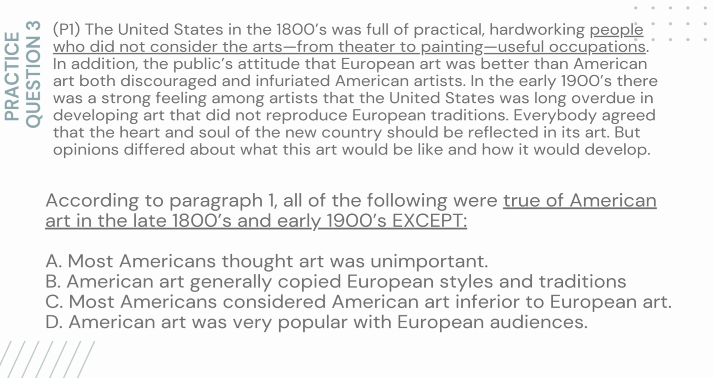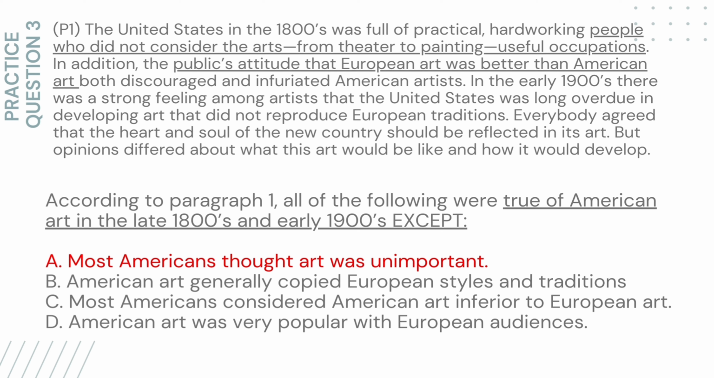Now, step number 3, we're looking for those true statements about American art so that we can eliminate them in step number 4. The first thing that we read is that the United States was full of people who did not consider the arts, from theater to painting, useful occupations. Okay, so that helps us eliminate choice A. Most Americans thought art was unimportant. That is true.